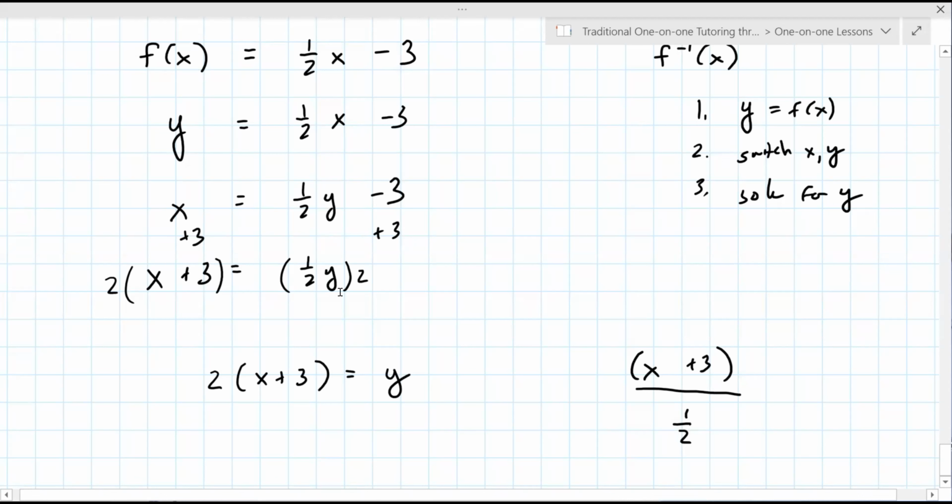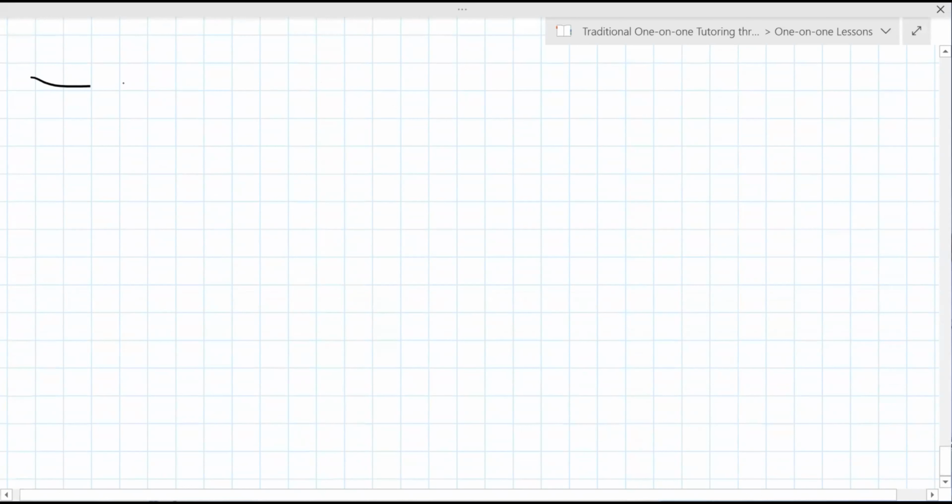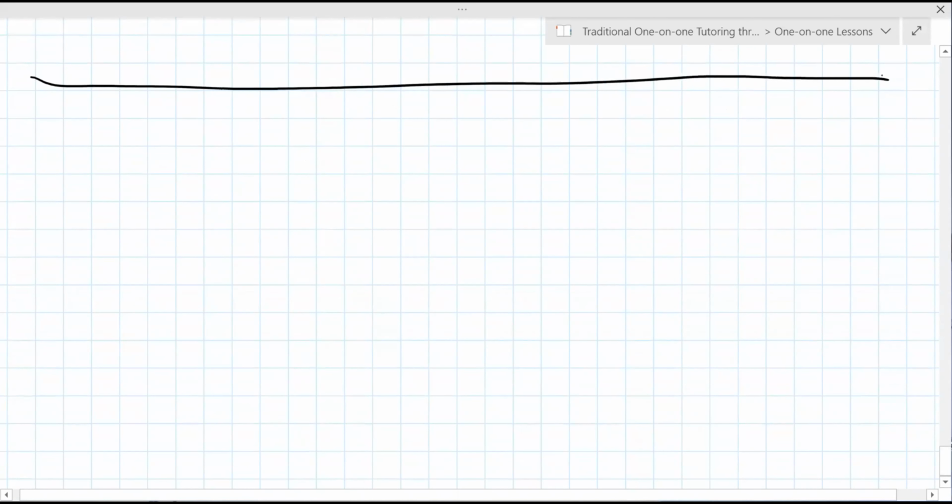Okay, that makes sense. Okay, so let's try another one here. We'll just increase the difficulty slightly. Let's say that f of x equals x to the third minus 4, divided by 3.